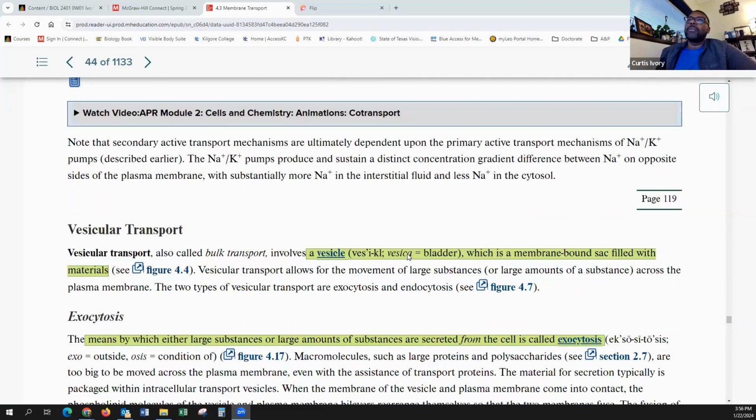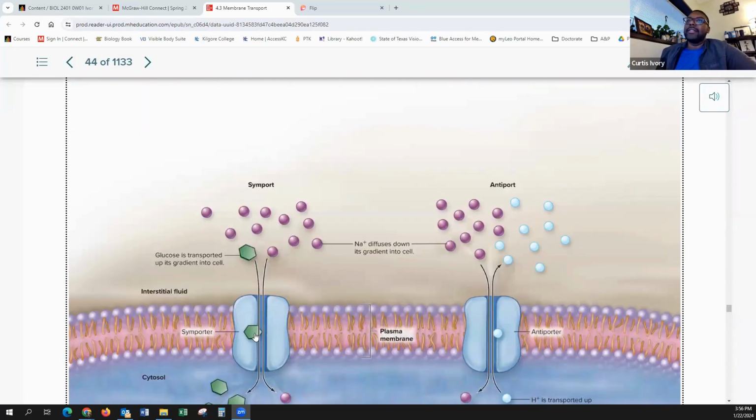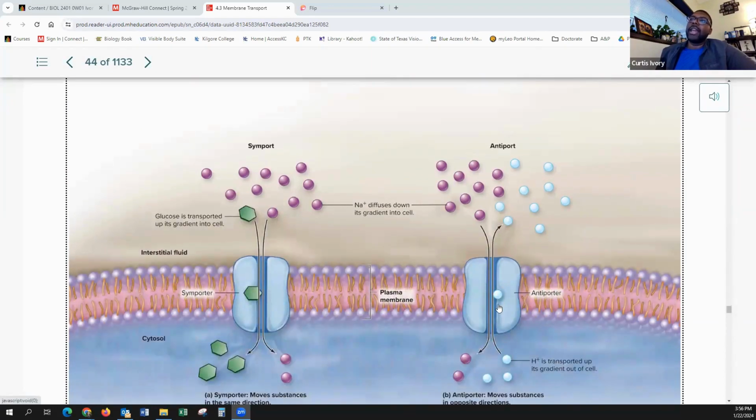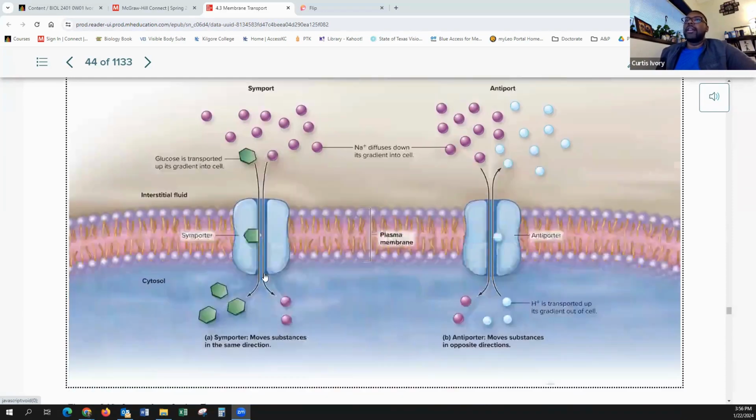And ports are important because this is how things get inside and outside the cell. So if you need to pump something out, you've got to use essentially an antiport or some type of channel. But symports just pull things straight in or straight out.